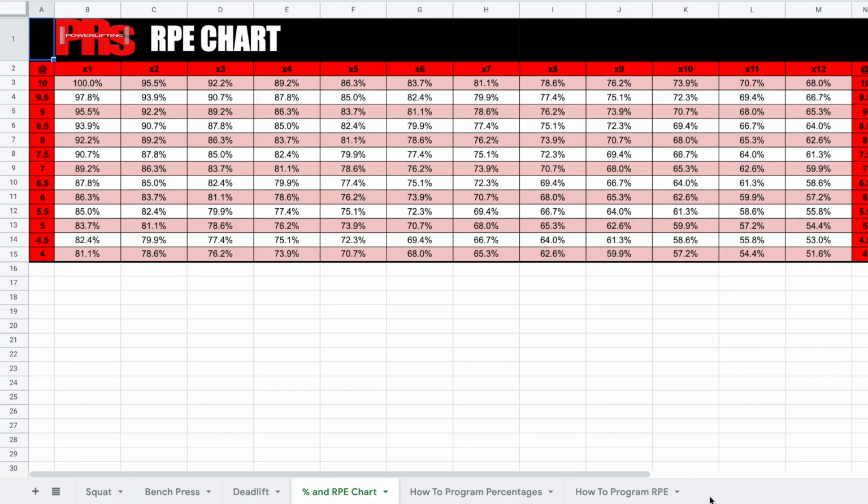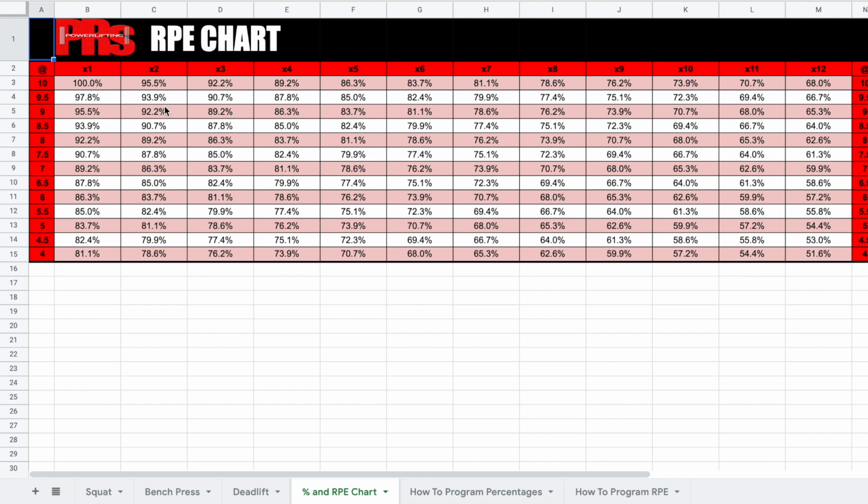And if you want to, it might not even be a bad idea to pull up that article so you can see the percentages as they go along, but I'll try and go back and forth to show you what I'm discussing and where I'm getting these numbers from. So first and foremost, one of the biggest things we need to understand when programming these is percentages versus RPE.